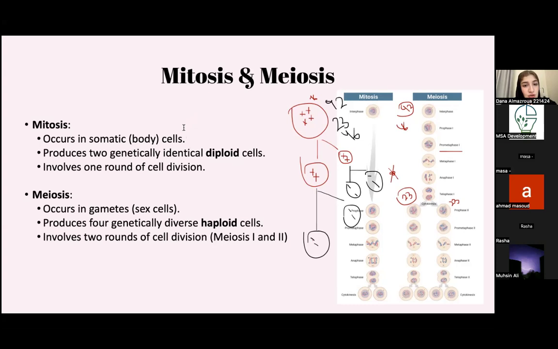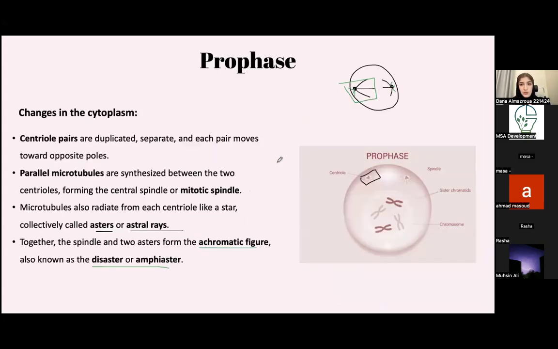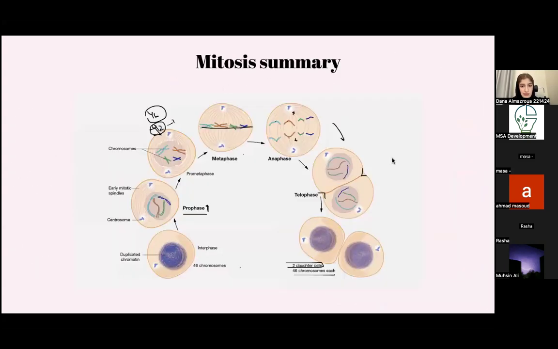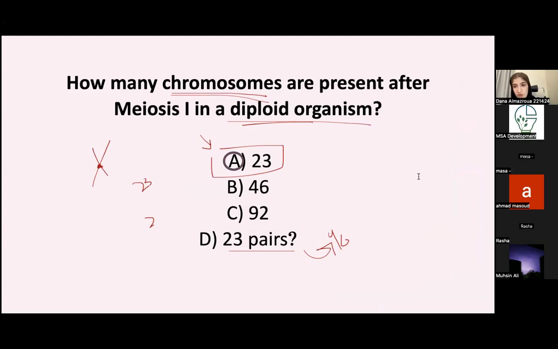I. If a question said chromatids instead of chromosomes, the answer would be D. Yes, it would be D. But they're less likely to ask you about chromatids. In these questions, they would mostly ask you about chromosomes rather than chromatids, if that makes sense. Okay? Do you understand the concept? And the person who asked, aren't B and D the same option? Yes, they are. 23 pairs basically means 46 chromosomes.